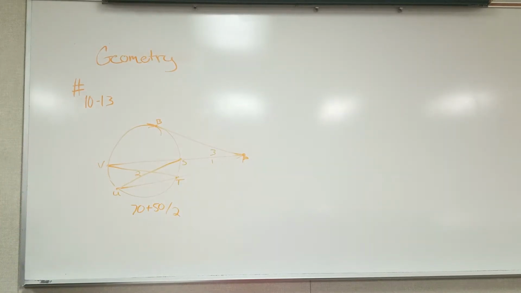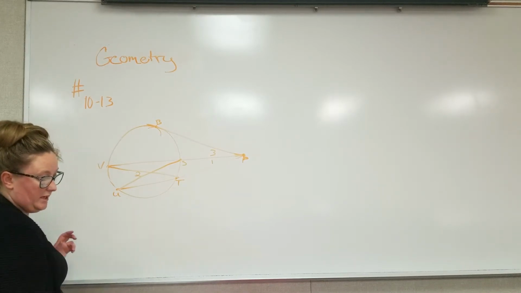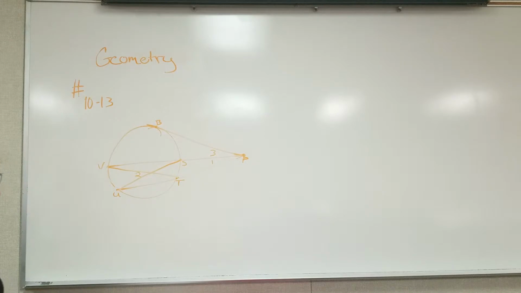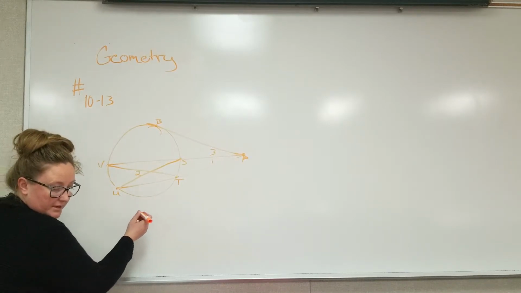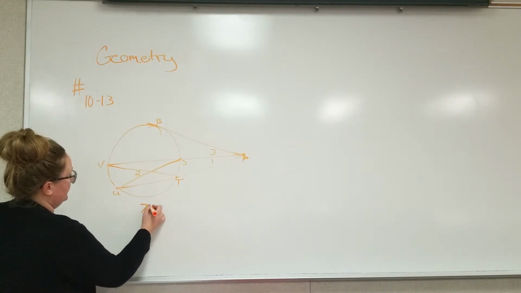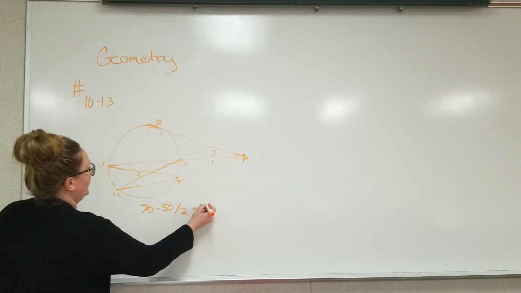Then they ask for the measure of angle 1. The measure of angle 1 actually is number 10, and I just did number 11, all right? Angle 1, this is number 10. Angle 1 is formed by two secants intersecting outside the circle. Same thing, except instead of half the sum, it's half the difference. So instead of adding VU and ST, you're going to say VU minus ST divided by 2. So in this case, this is number 10: 70 minus 50 divided by 2. That will give you the measure of angle 1.